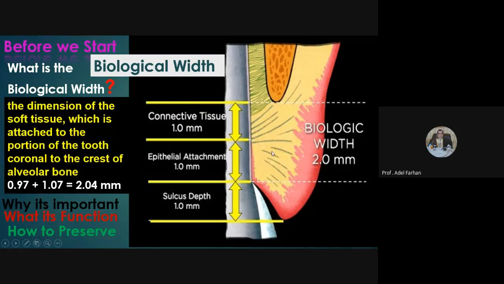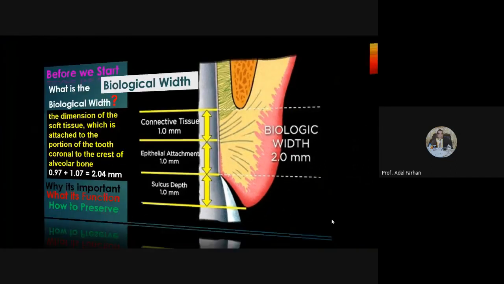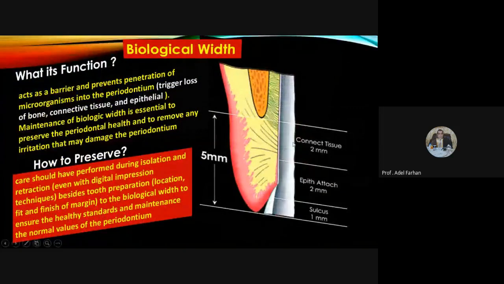Okay, this area of connective tissue with the epithelial attachment we call the biological width. What is the importance of this biological width? This biological width acts as a barrier to prevent the penetration of microorganisms into the periodontium, so you have to preserve this width during your work, whether during tooth preparation or during isolation.